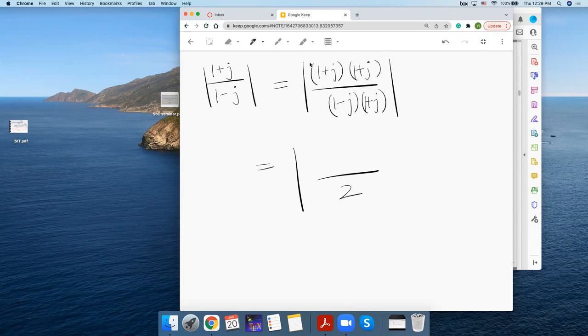And in the numerator, you just do a standard expansion, it's 1 plus j squared. So it's 1 plus j squared plus 2j. And 1 plus j squared equals 0, so you get j. And this is j times 1, so the magnitude is 1. Right.